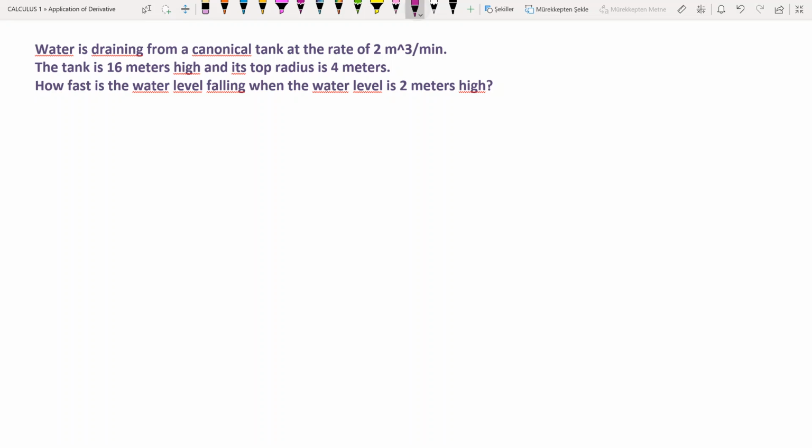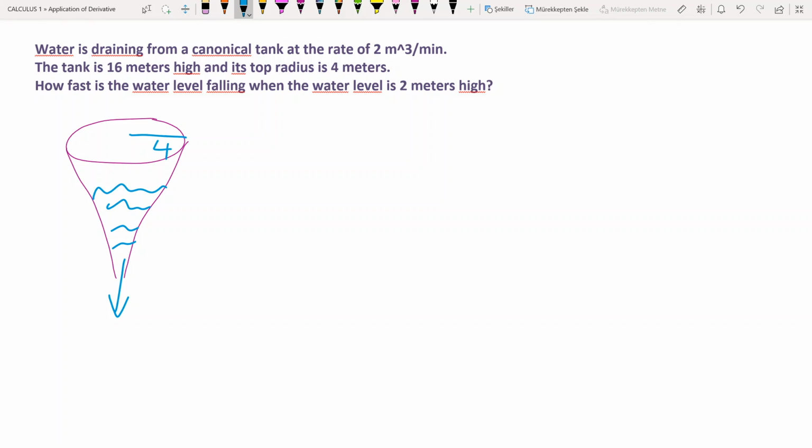Let me first sketch the related figure. Let's have a conical tank, something like this, and we have water inside. And this is draining. The top radius is 4, it is given in the problem. And the level of the water is 2 meters high. This is 2 meters.